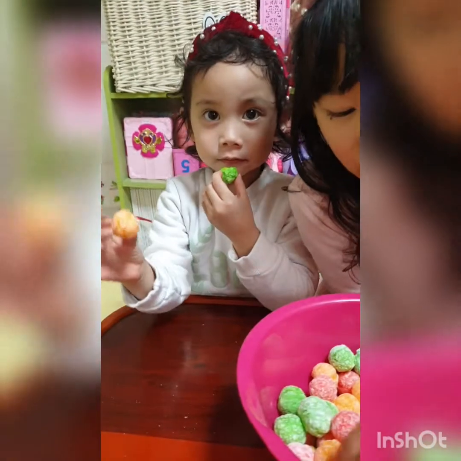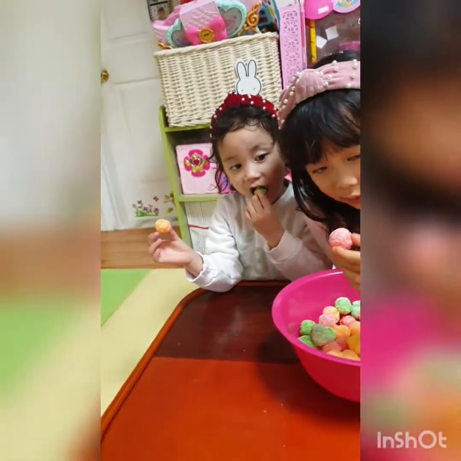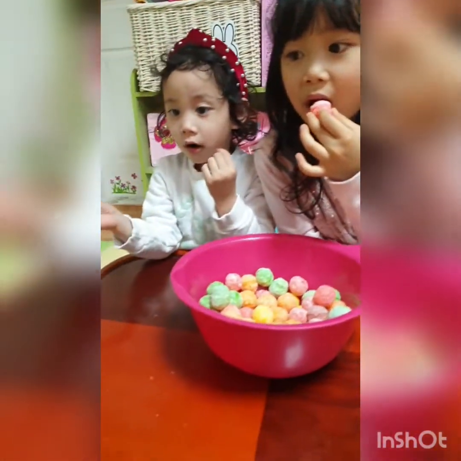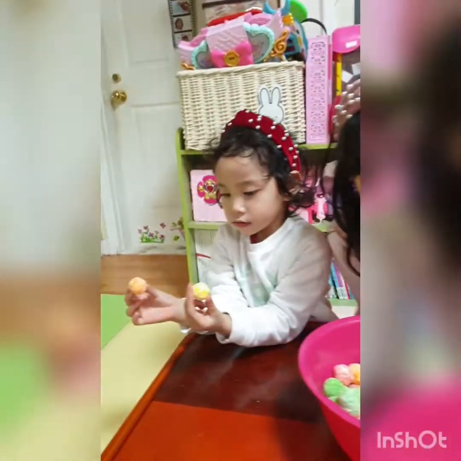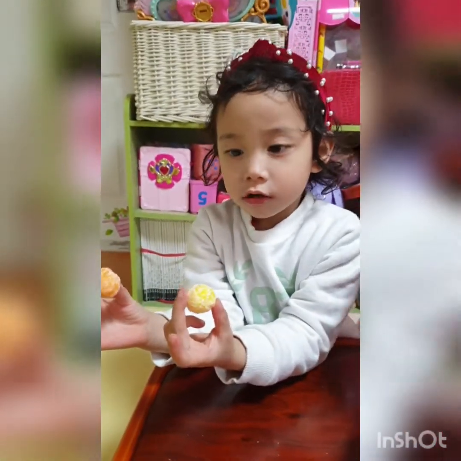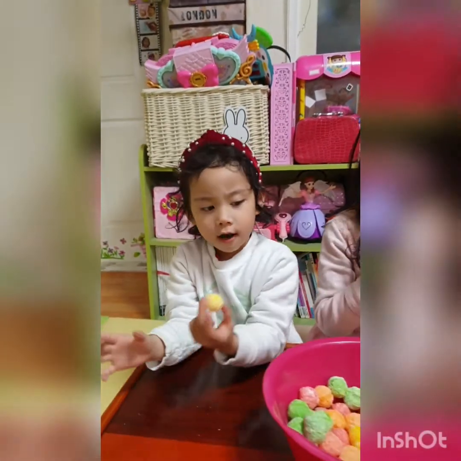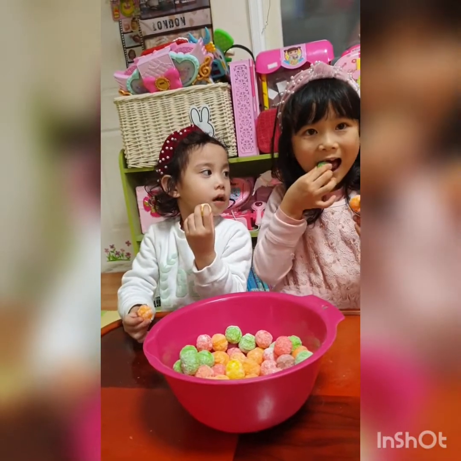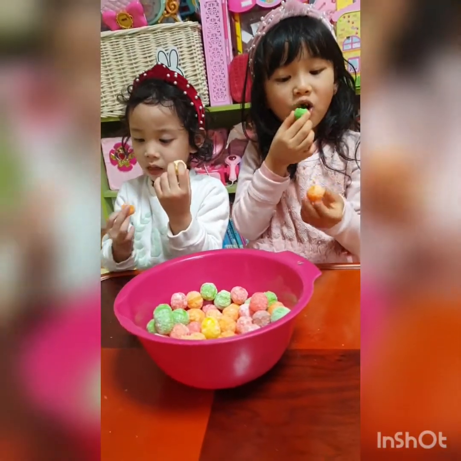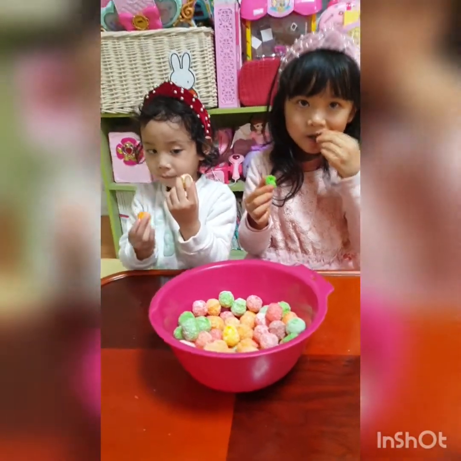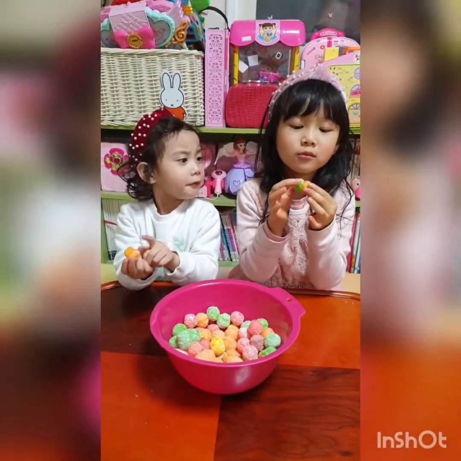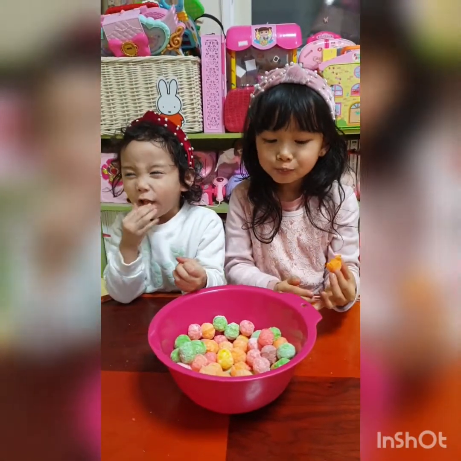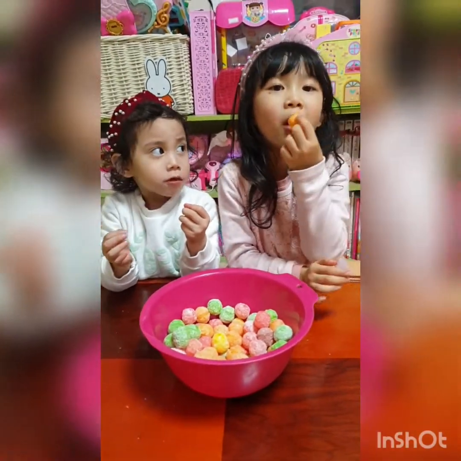What's the color? Yellow. And in there, orange. This is the color yellow. Look at the difference. Orange. Crunchy.